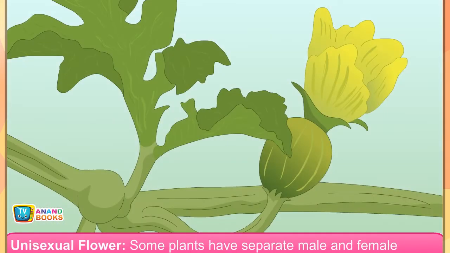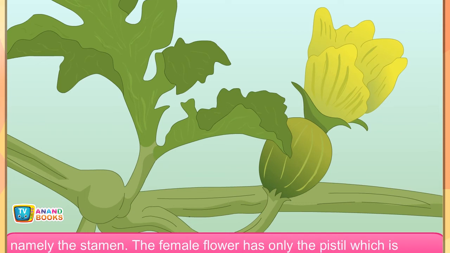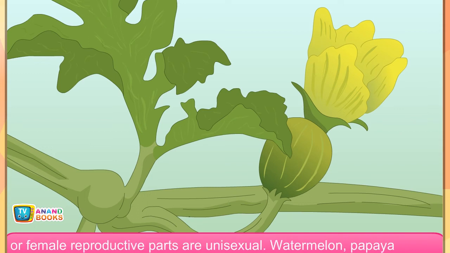Unisexual flower. Some plants have separate male and female flowers. The male flower has only the male reproductive part, namely the stamen. The female flower has only the pistil, which is the female reproductive part. Flowers which contain either the male or female reproductive parts are unisexual. Watermelon, papaya, and chili plants have unisexual flowers.